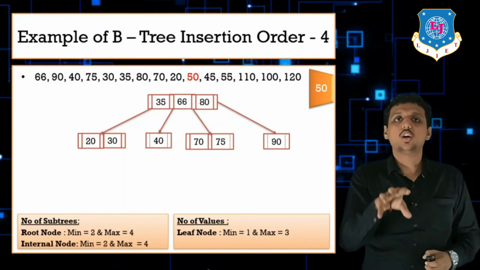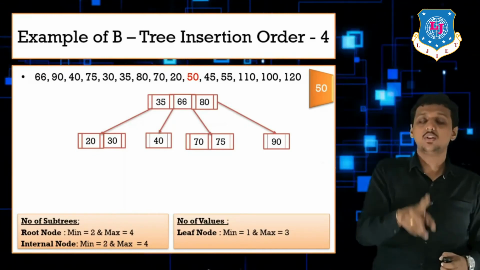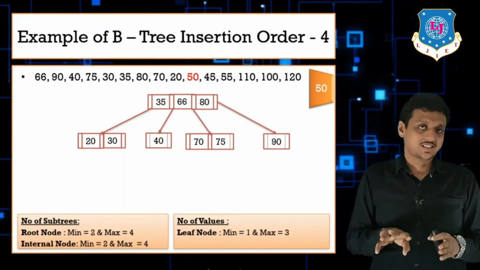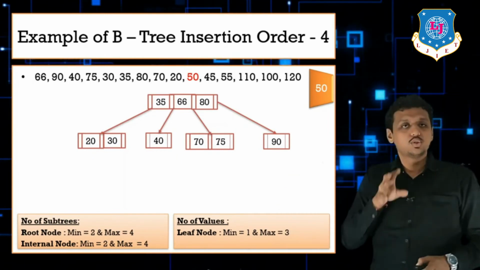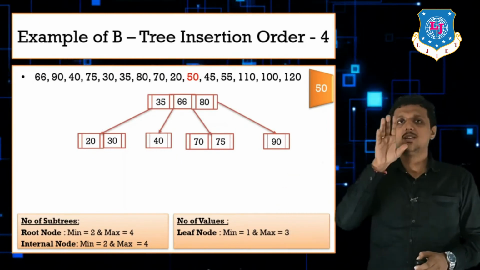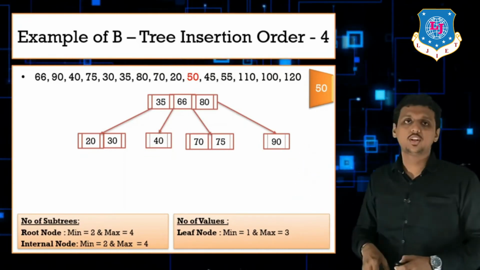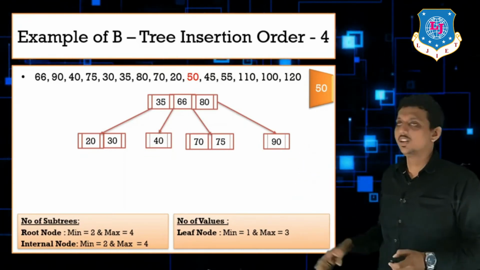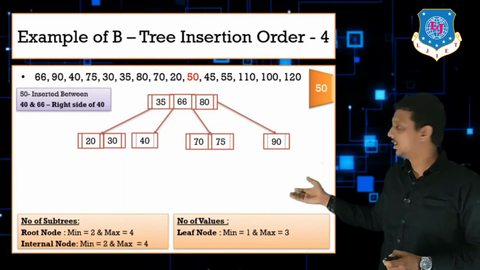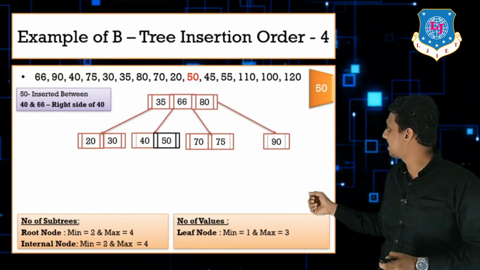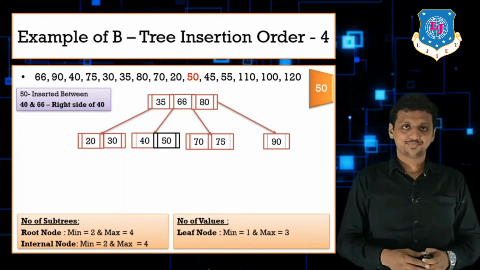Leaf node 40, because 50 is greater than 35 but less than 66. So you just need to go to the node 40. So we can easily insert 50 on the right side of the 40. Just insert it on the right side of the 40. Okay, so 50 is successfully inserted on the right side of the 40 like this.